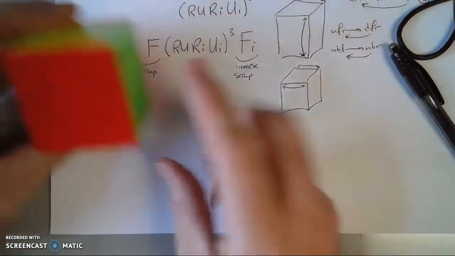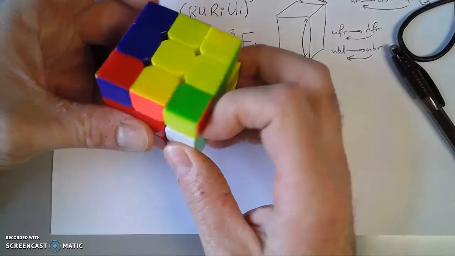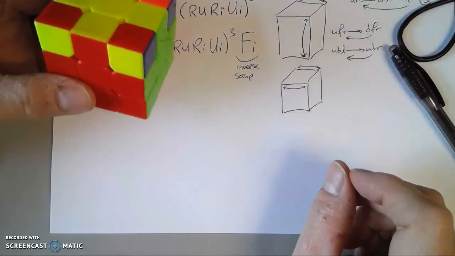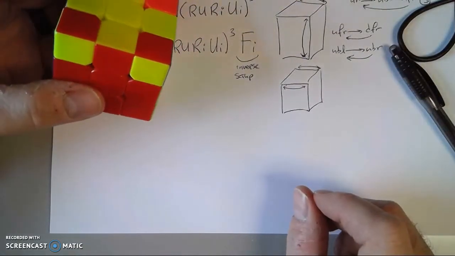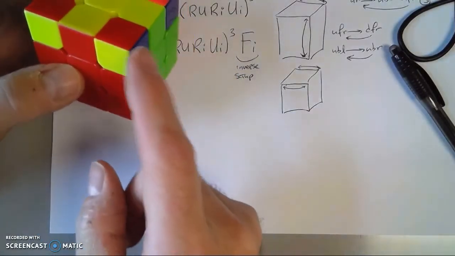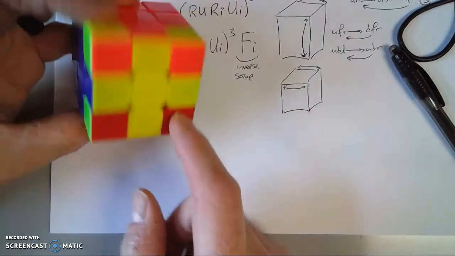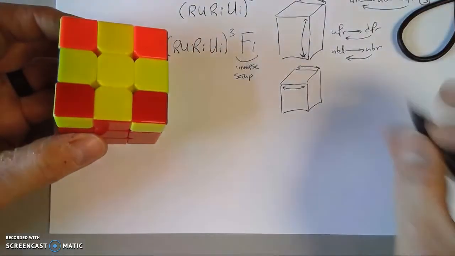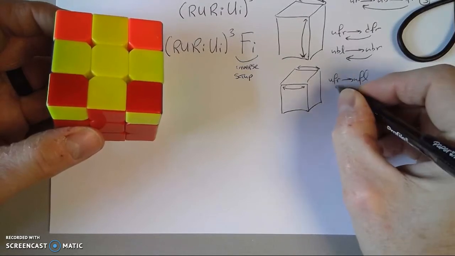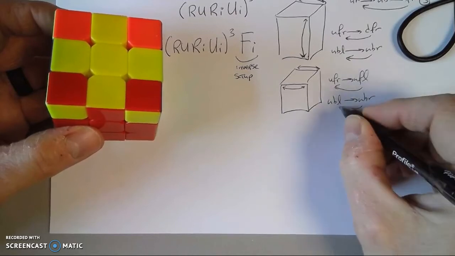So let's see how that works. I'm going to do F, and then RURiUi, RURiUi, RURiUi, Fi. So let's see what happened. The piece that used to be here, which was yellow, blue, and red, is now over here. The piece that used to be here, which was yellow, green, and red, that's over here. So these two have swapped. Of these two, we've accomplished what we wanted, which was up, front, right, up, front, left, and back, and then up, back, left, to up, back, right.